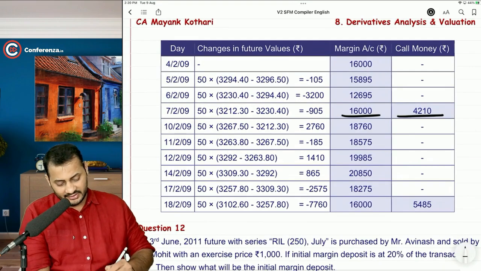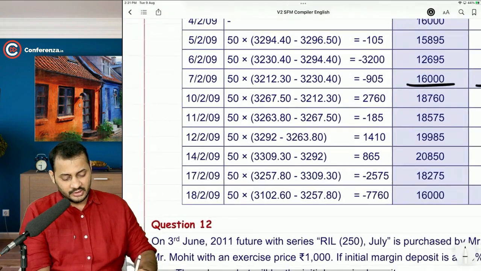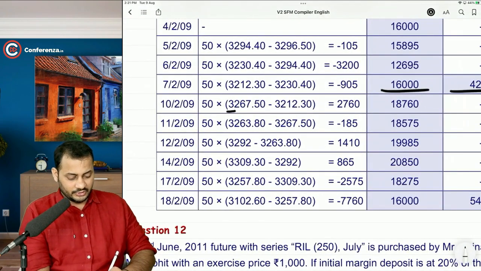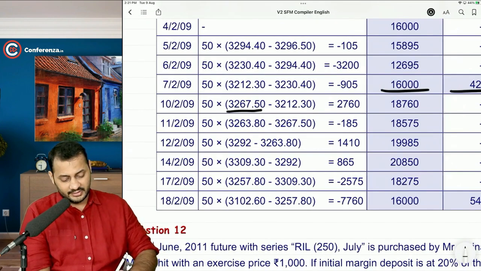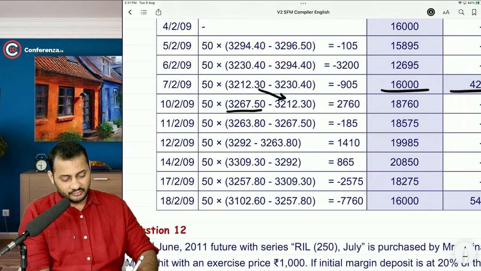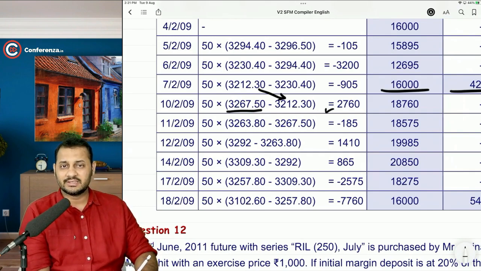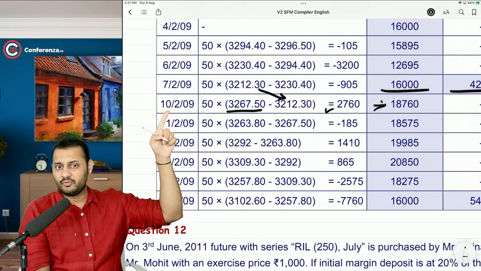Now what happened the very next day? You took this risk and deposited 4210. The very next day, the closing price went in your favor. It went up to 3267.50 minus the previous day's closing price, 3212.30. So now there is a profit of 2,760. The exchange will realize this profit and credit it in your margin account. Now again, your contract is settled till this point. If you want to go home, you can take 18,760 and you can go home.